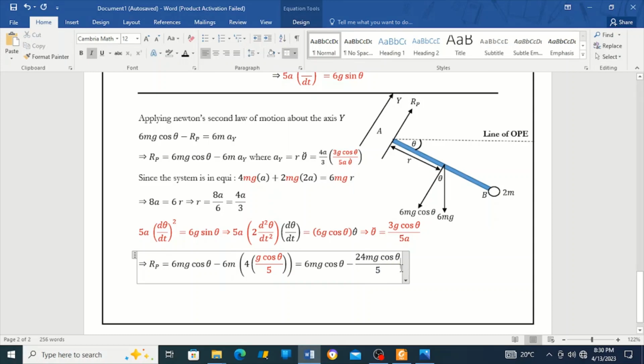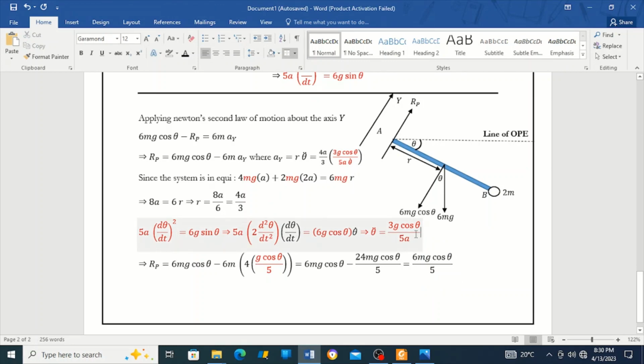Okay, so if we simplify this, 30 minus 24 is going to give us 6 mg cos theta divided by 5. So that is our component of the reaction that is perpendicular to the plane.